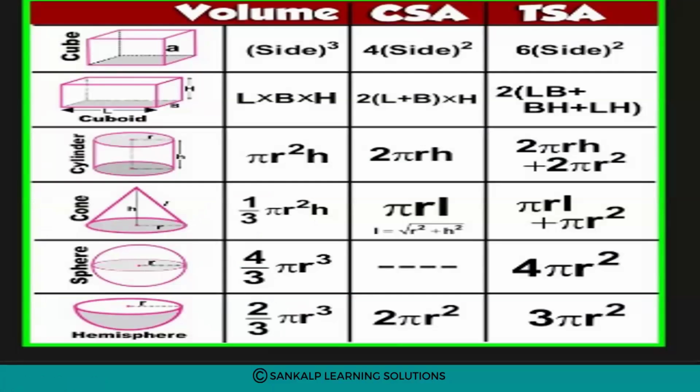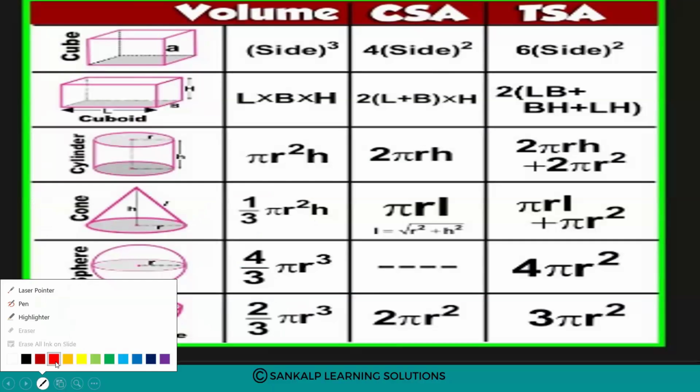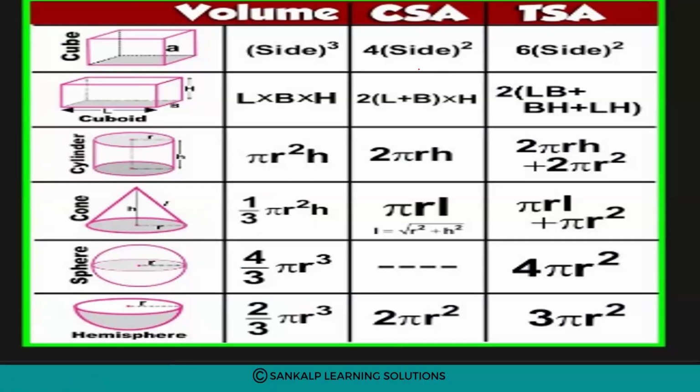Okay. So volume of the cube, that is side cube, and CSA, that is curved surface area of the cube, that is 4 into a square. So if I consider side is a, then it is 4a square, right? Now this is CSA, that is curved surface area of the cube, that is 4a square, and total surface area 6a square. So these formulas are very important. Next, cuboid. Volume of the cuboid, length into breadth into height, that is CSA, 2 into L plus B into h. Total surface area, 2 into LB, that is length into breadth plus B into h plus L into h.